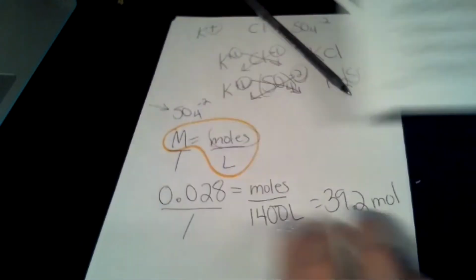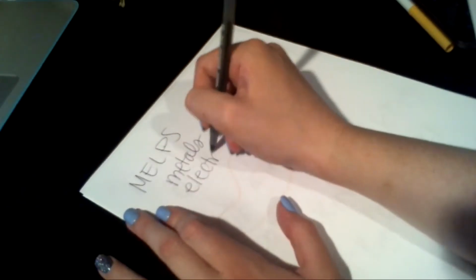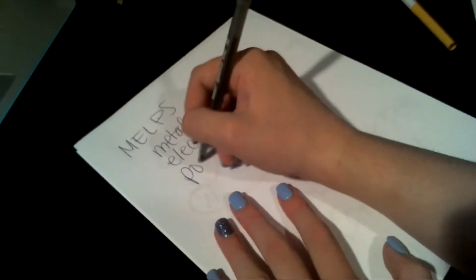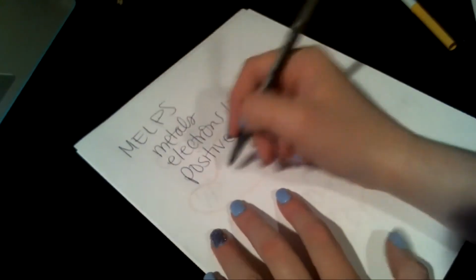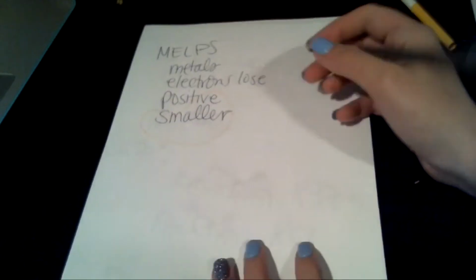78. Compare the radius of a magnesium plus 2 ion in the seawater to the radius of a magnesium atom. Okay. 2 things here. First thing is MELPS. Stupid acronym. No one has ever come up with anything good here. We have metals. Electrons lose. They become positive ions and their radii are now smaller.